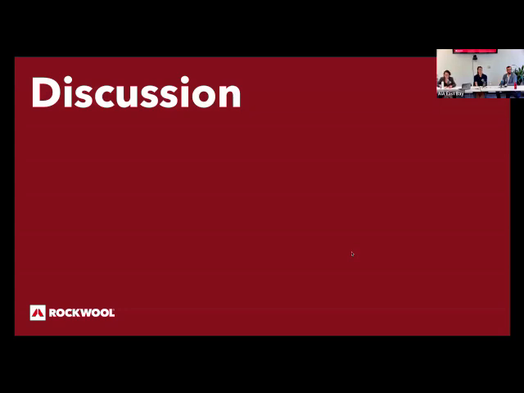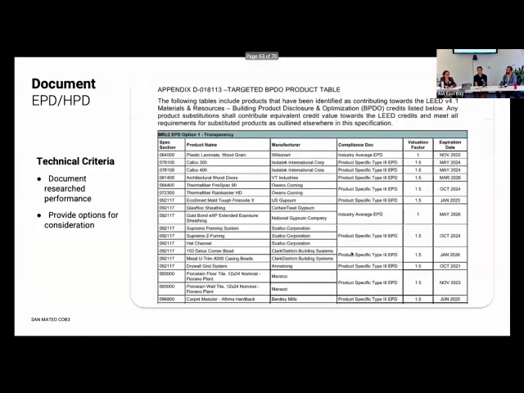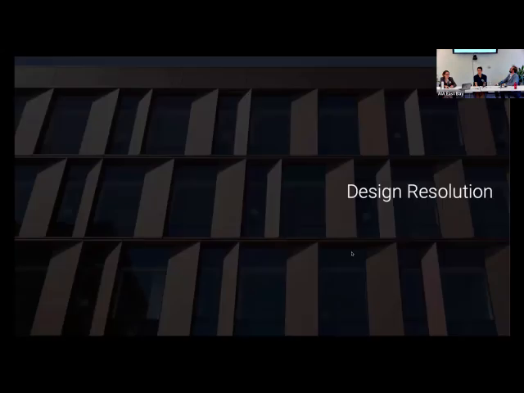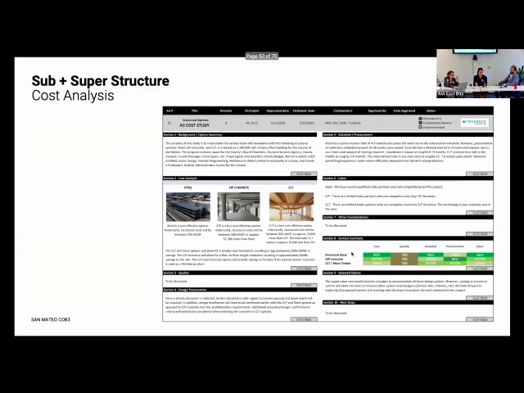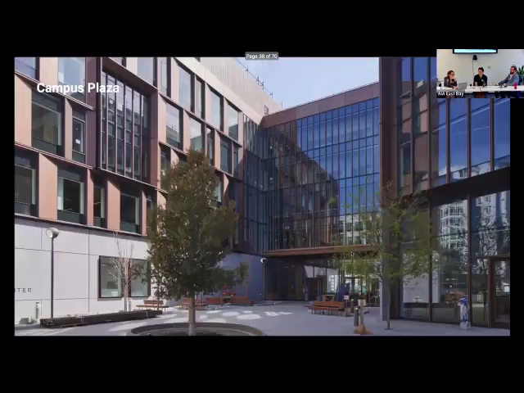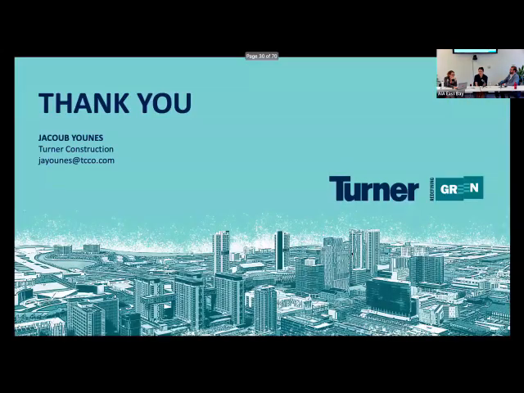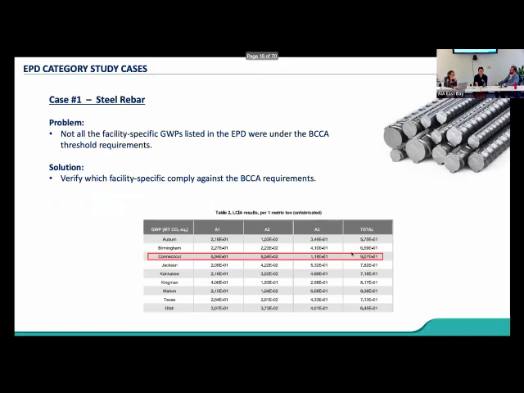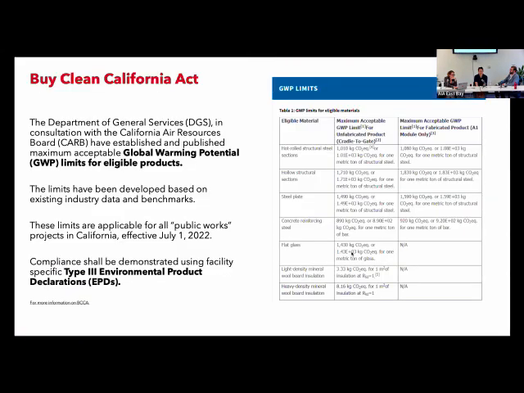Are there thresholds for Buy Clean, or is it every project? The question is if there are minimum thresholds like dollar volume and or square footage associated with Buy Clean California. There are definitely requirements for which state jurisdiction is covered. I think Buy Clean California covers most jurisdictions like DGS and the UC system, but there's a few exempt jurisdictions and I can't remember them off the top of my head.